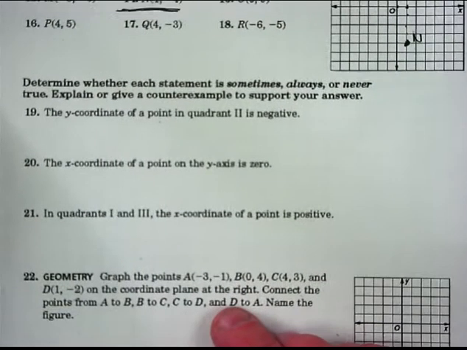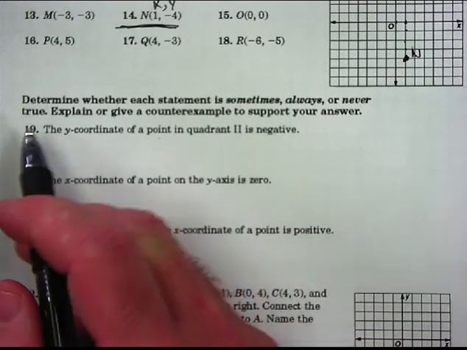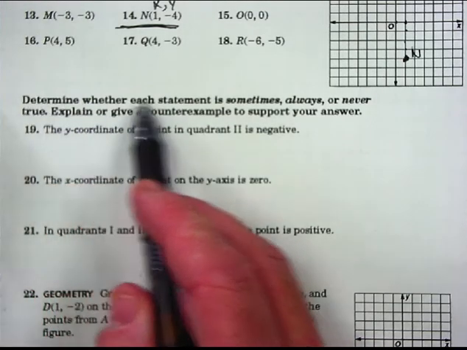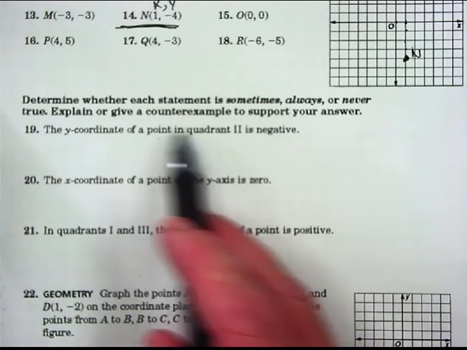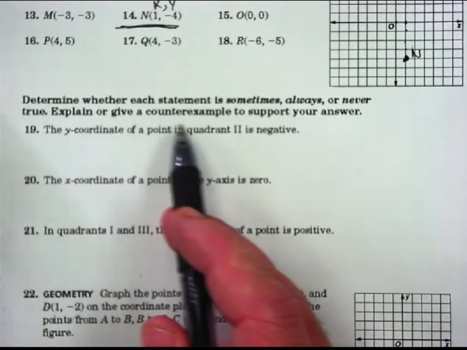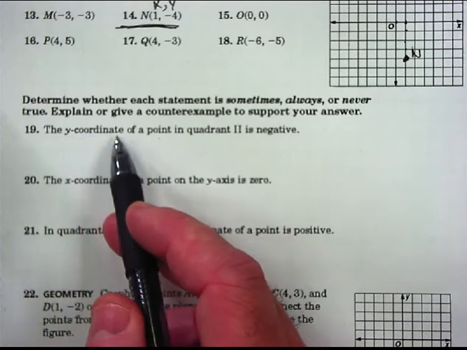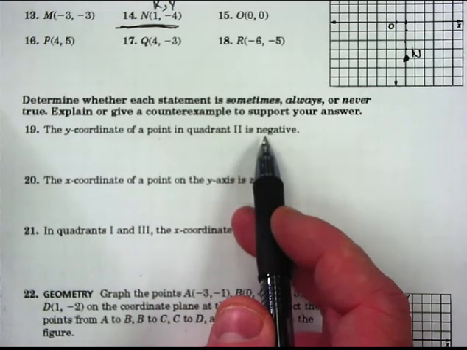This last section of problems. Problem 19 asks us, we're supposed to determine whether each statement is sometimes, always, or never true, and then explain or give a counterexample to support your answer. So number 19 says, the Y coordinate of a point in quadrant 2 is negative.